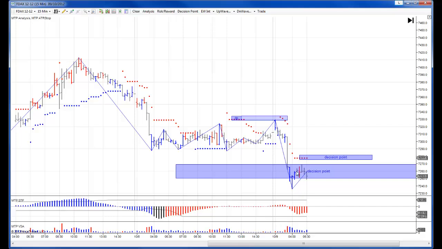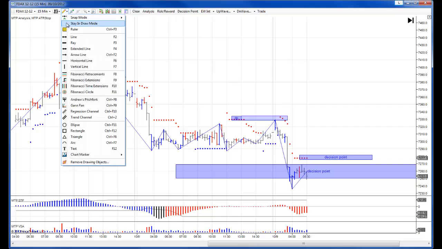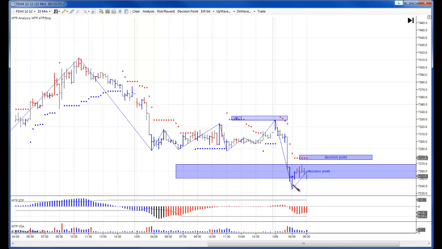15-minute decision point support. It's support because even though the 15-minute chart went through it, it snapped back up again and then closed back within the DP level. So I'm just going to put a quick rectangle around this again to keep this on the chart, just so we're reminded that this is our 15-minute DP support. So that's our larger degree trends mapped out on our 15-minute chart.